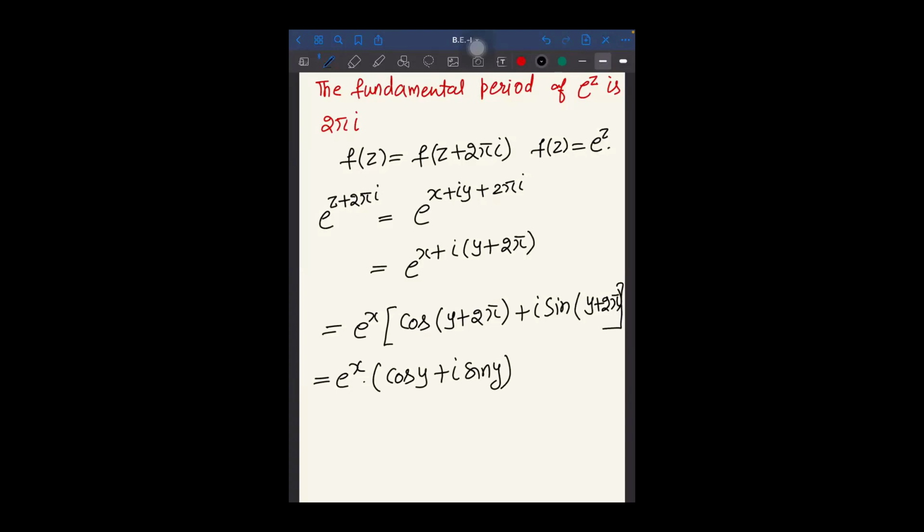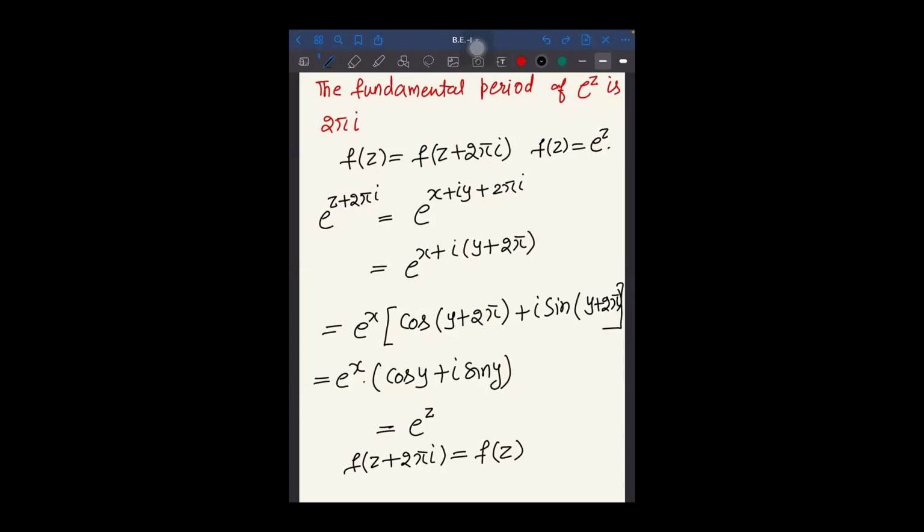Yes, sir. So this is nothing but e^z. Basically you have proved that f(z plus 2 pi iota) is nothing but f(z). So the fundamental period of e^z is 2 pi iota. Why is it fundamental? Because anything smaller than 2 pi will change the value of this. 2 pi is basically the period of cos and sine, so that's why you will be able to reach this part once again. Okay? You're with me?